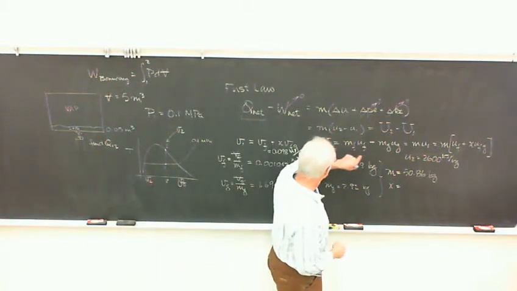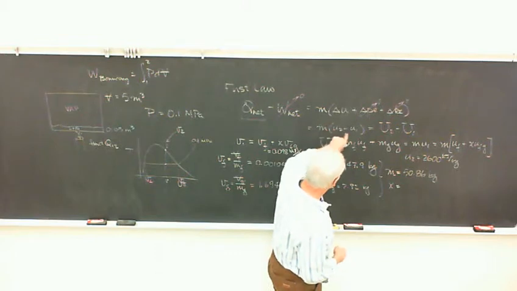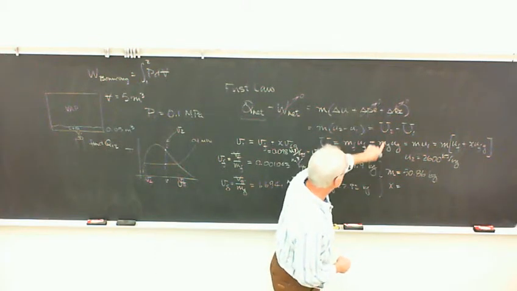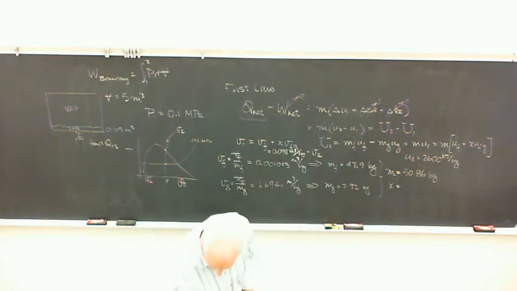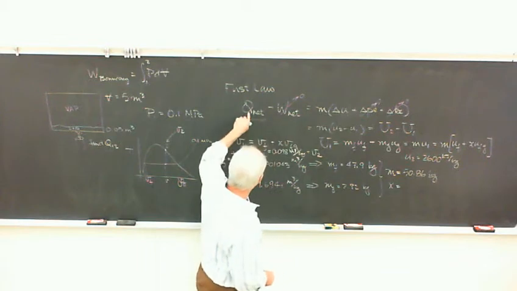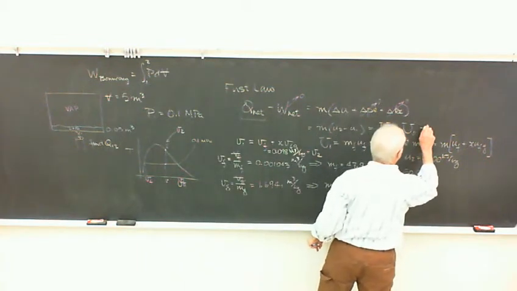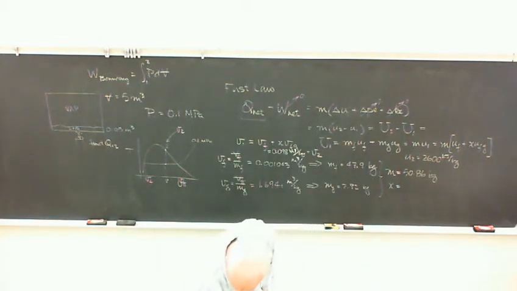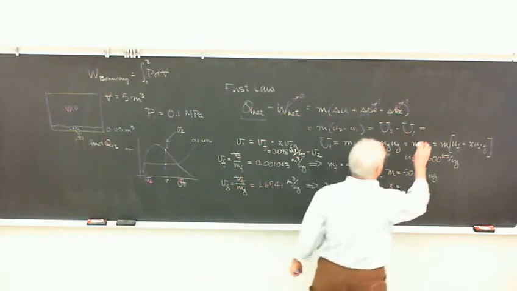So now we have U1, and M times U2 will be U2, and you can finish the problem. And I think that's all it asked, the change in internal energy, which is the heat transfer. 105 megajoules.